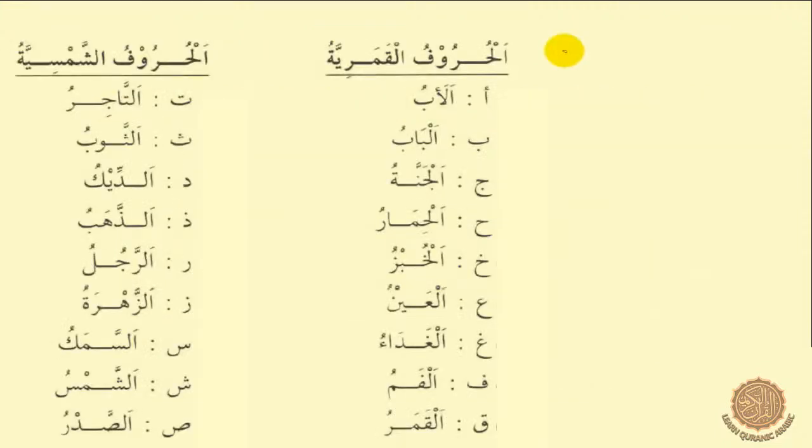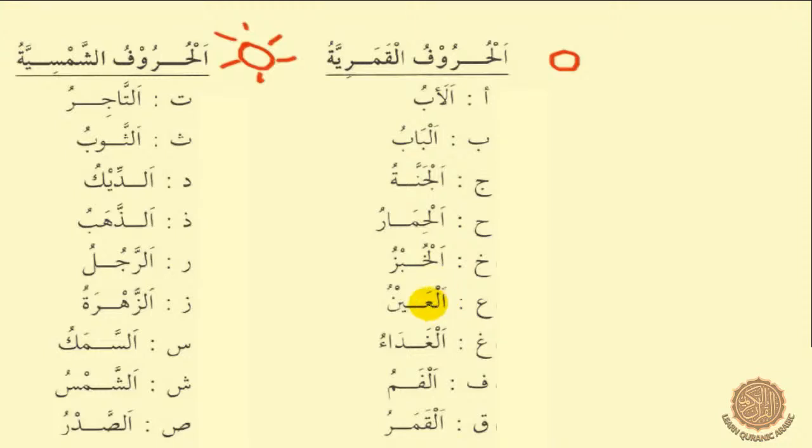Here we have the moon letters, and here we have the sun letters. And we have here Al-Abu, the father. Notice here, Al-Abu, it's pronounced. Al-Babu, the door. Al-Jannah, Al-Himar, Al-Khubz, and so on. So you see how the Lam has the Sukun and it's pronounced in all cases.